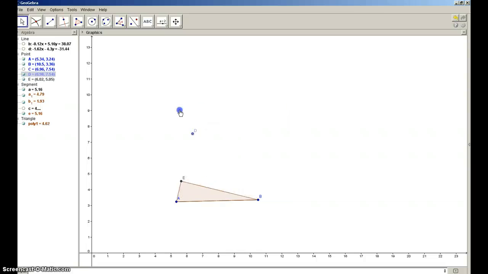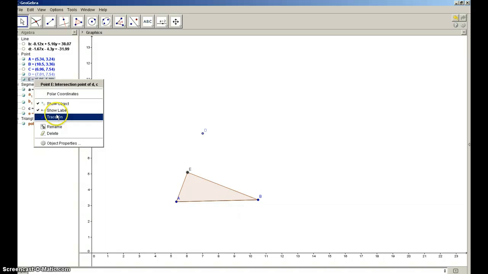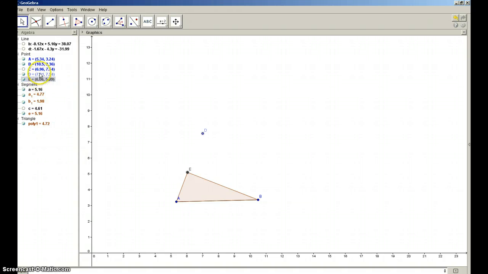Okay, I want you to notice something that happens with D. I'm going to put a tracer on point E. I want you to think about how many right triangles we can actually form here. So we're going to trace point E, and point D I'm going to animate. We'll hide point D so we can't see it there. We don't need to see it anymore. So I want you to look at this.